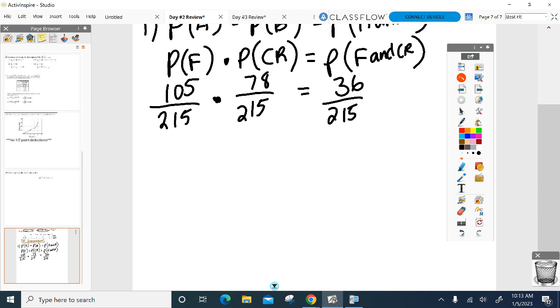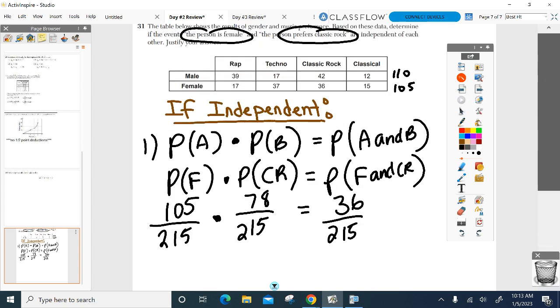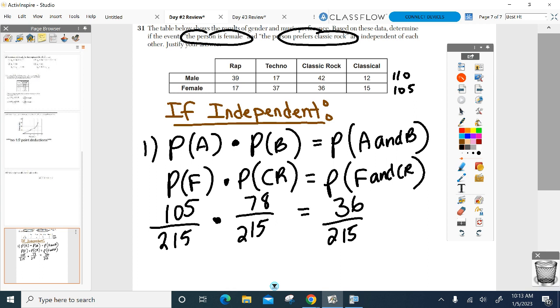Wait, why is it not 105 for the female and classic rock? They have to be female and they have to like classic rock. If you do 105, out of this 105, only 36 like classic rock, though. See, I need the mesh, female and classic rock, all right, at the same time.